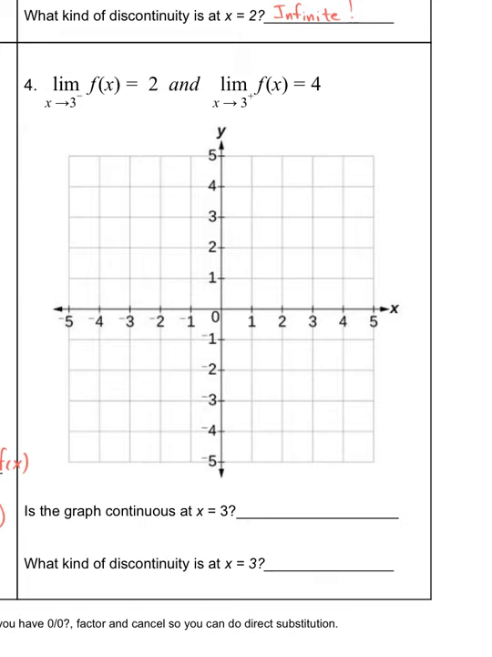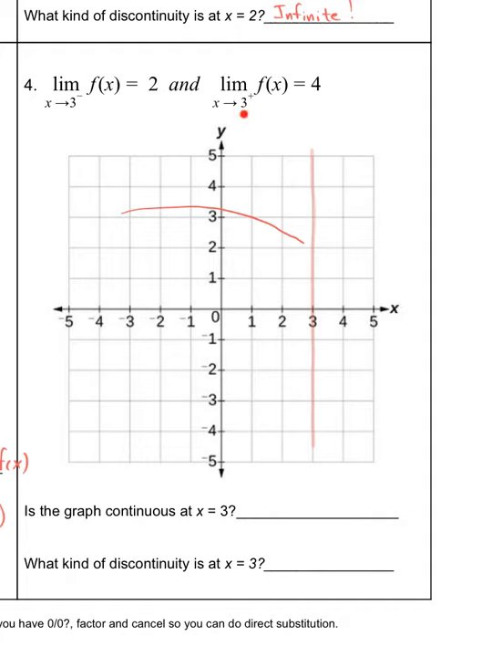Okay, for number 4, x is approaching 3 from the left, and it's equal to 2. So let's put our imaginary line through x equals 3. So here's our imaginary line. Coming towards that line from the left, we have to be up here at 2. So I'm just going to put in a graph coming in at 2. As we're coming towards this line at x equals 3, we're coming in at a y value of 2.